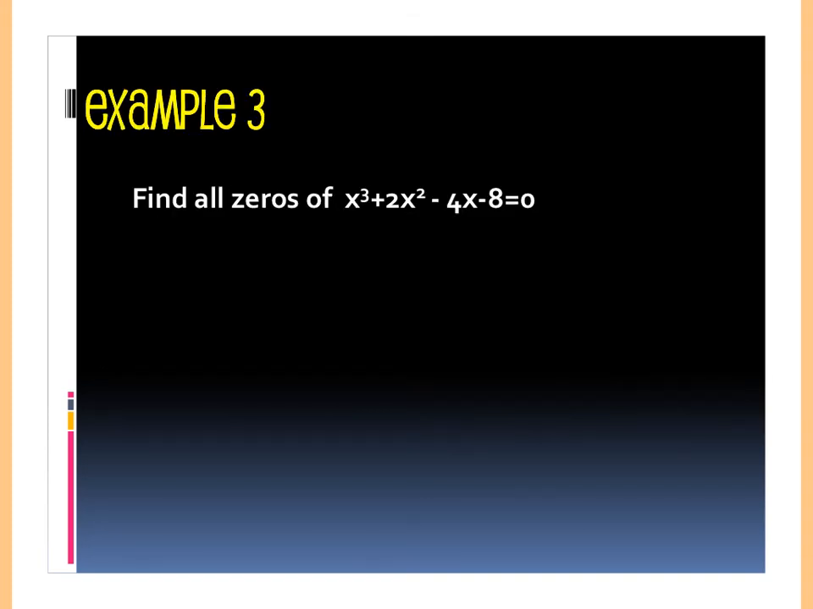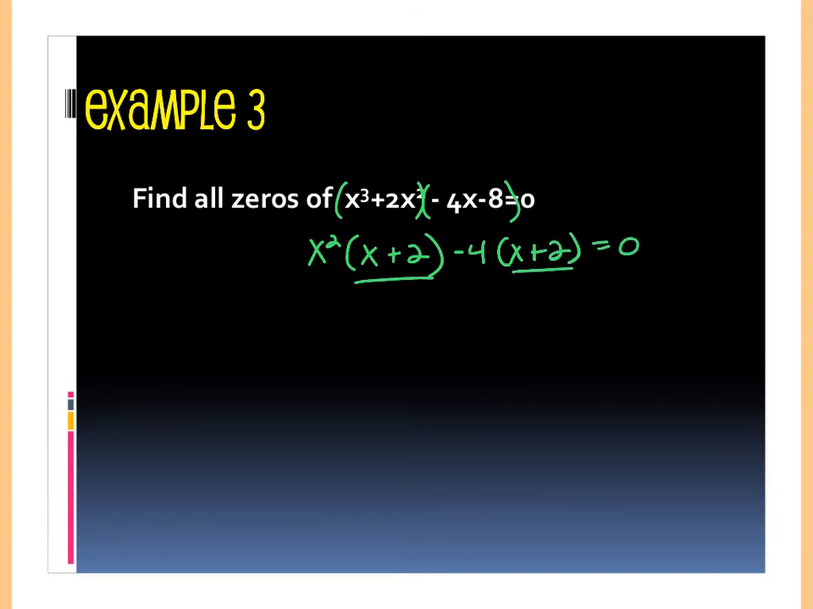Okay, so example 3 just says find all the zeros of x to the third plus 2x squared minus 4x minus 8. What do we do when there's 4 terms? Group. Good. Factor by grouping. So from my first set of parentheses, I can take out an x squared and I get x plus 2. From my second set of parentheses, I can take out a negative 4 and I get x plus 2. Now x plus 2 is my greatest common factor, and I group together the x squared and the negative 4.